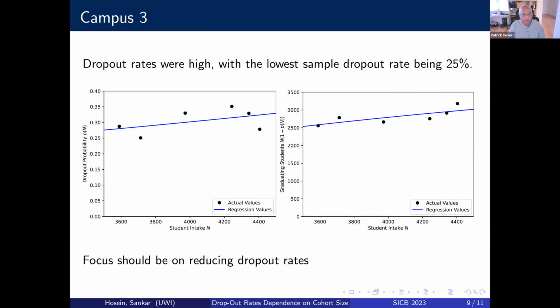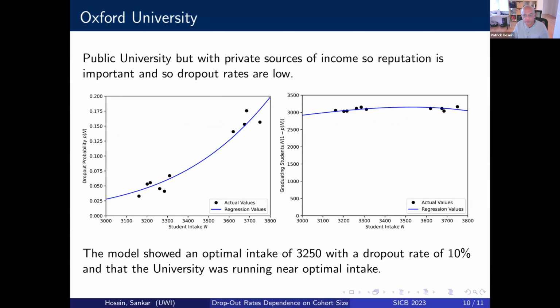And then the final campus, what we found is that there was an issue with high dropout rates, right? So the dropout rate was on the order of 25%. So there was an issue there with even the dropout rate. So they need to solve that issue first before doing this optimization stuff. We also looked at Oxford University, which also had data.